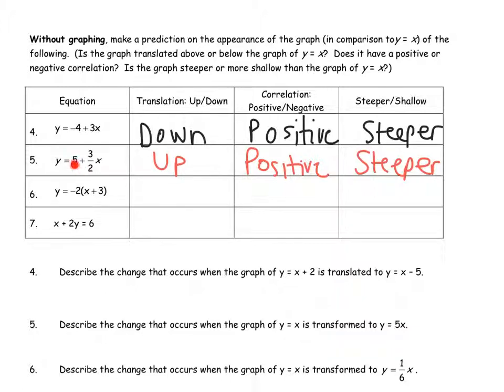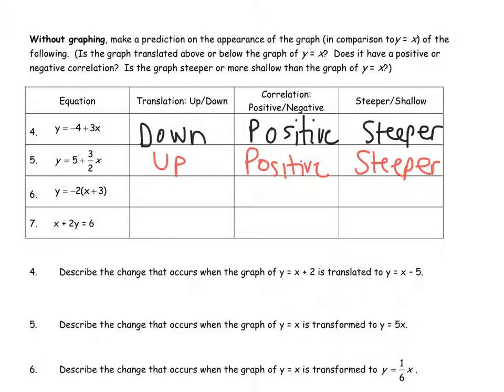Okay, on the second one, again, we're going to look at the b first. Our b is the one without the x value. The b is positive, so we're translating up. Then we're going to look at the slope, because the last two questions are asking about slope. I have a slope of 3/2. That's a positive 3/2. I have a positive slope. The question is, is 3/2 bigger than 1? Well, 3/2 simplifies to 1.5, so it's again steeper.